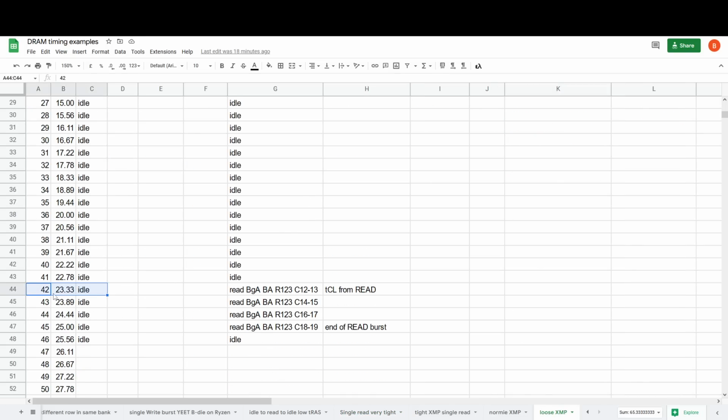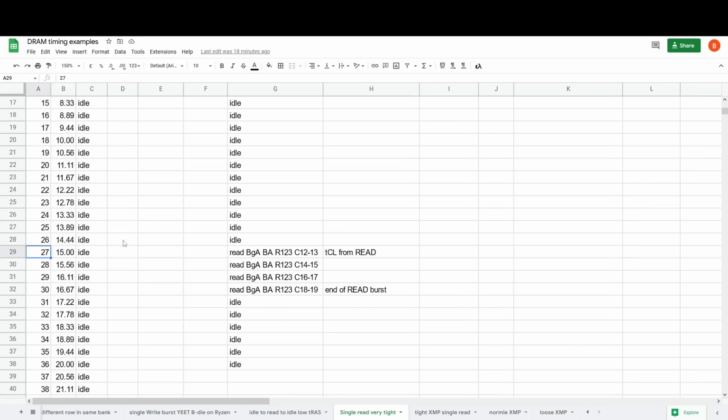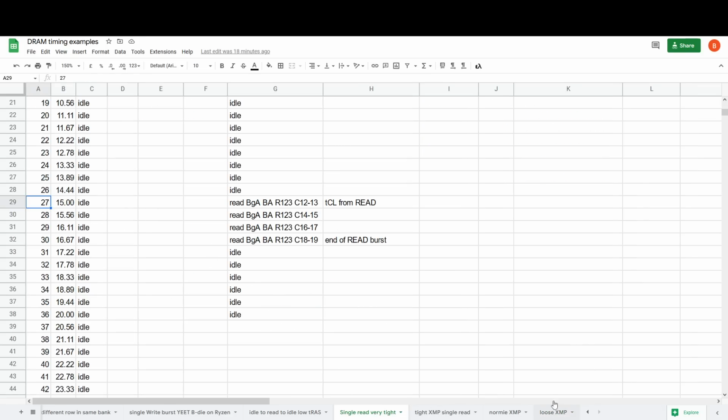We're going from like 15 nanoseconds to 23.3 nanoseconds, which is 8.33 nanoseconds less latency or more latency, depending on which direction you're looking at it in, right? Like this is 8.3 nanoseconds more. This is 8.3 nanoseconds less than the 18, 22.